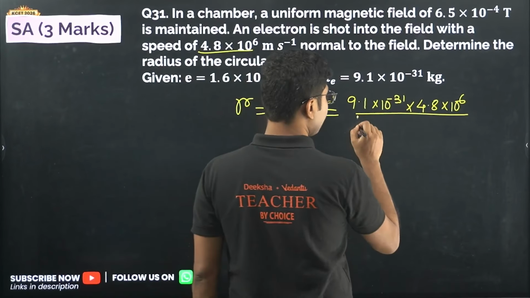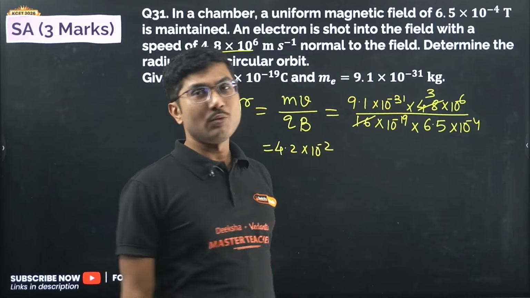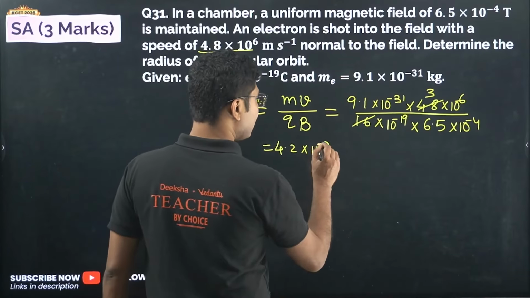Now you can use your calculator to calculate the value, and you will get this as 4.2 × 10^-2. The power of 10 calculation is important. The remaining values you can easily calculate. 1.6 and 3.2 you can cancel, you will get 3 over here. 6.5 approximately, you will get 4.2. And you will get 10 to the power of -31 + 6. This will go up and become plus, so +19. This will go up, again becomes plus, so +4. So +4 +19 +6 is 29. -31 + 29 will give you -2. So -2 is the answer.